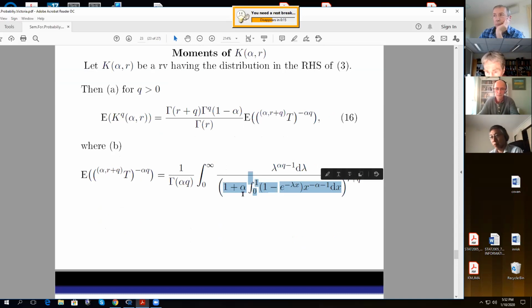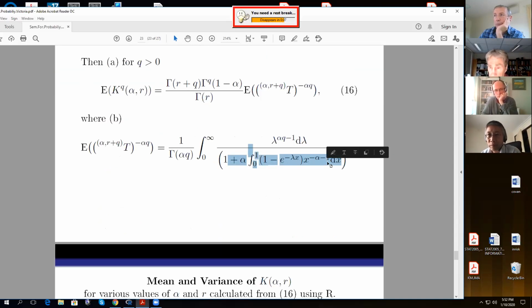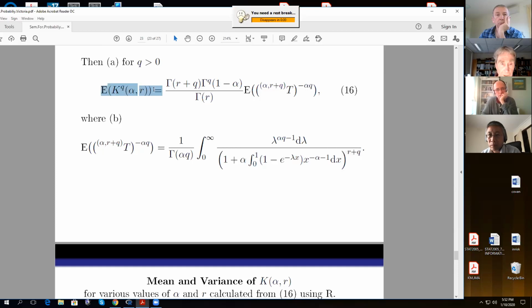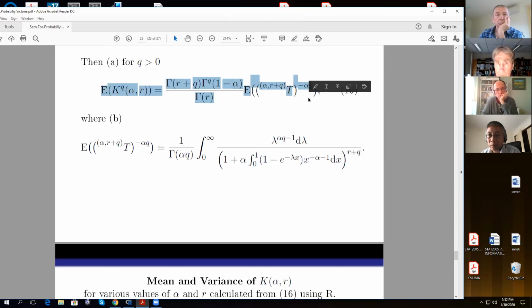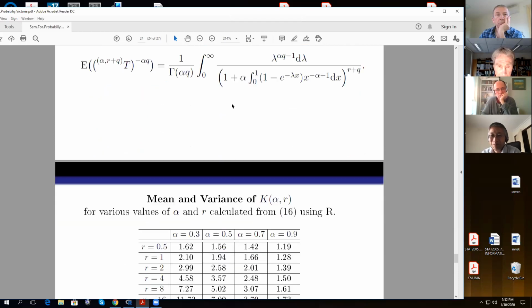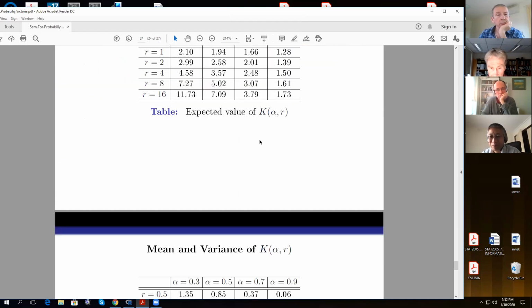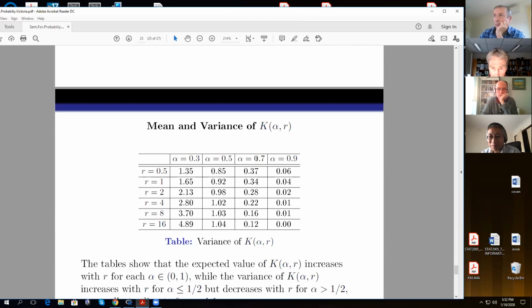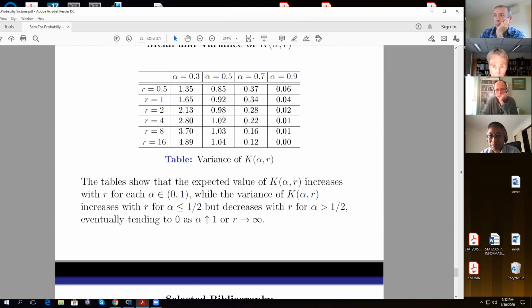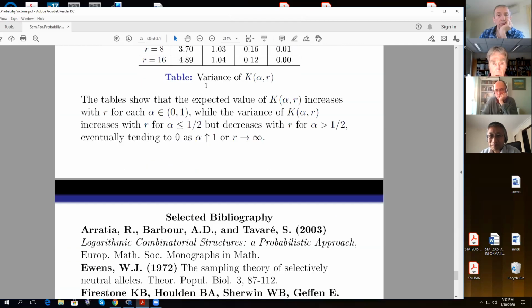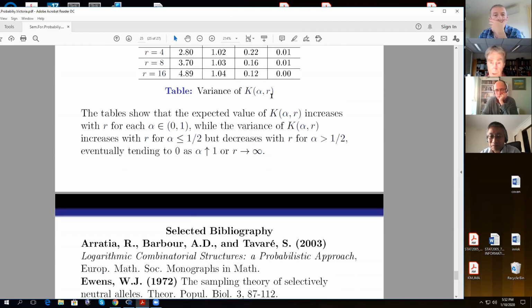It's just a reciprocal of a power of this particular exponent of the subordinator. Not such a hard thing to compute, and you can give this formula for the moments of the K quite explicitly. Mean and variance. So the mean and variance are here for various values of the parameters r and alpha, and you can look at these and derive some properties of the distribution.